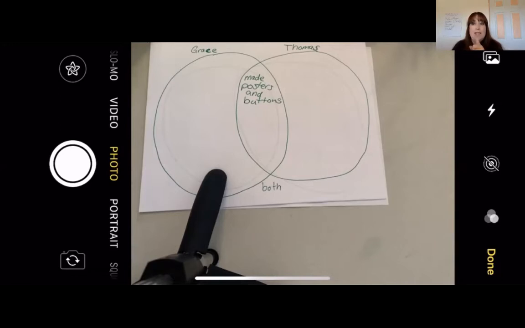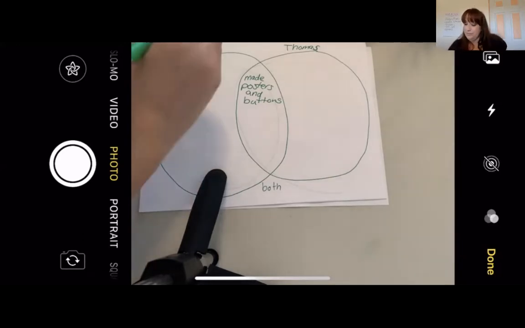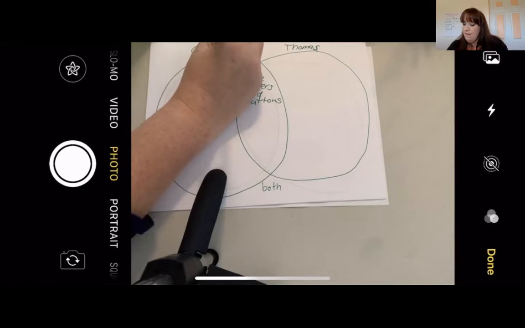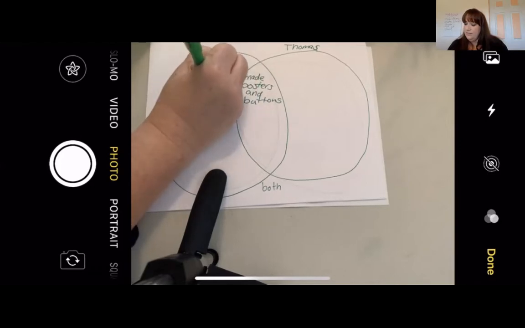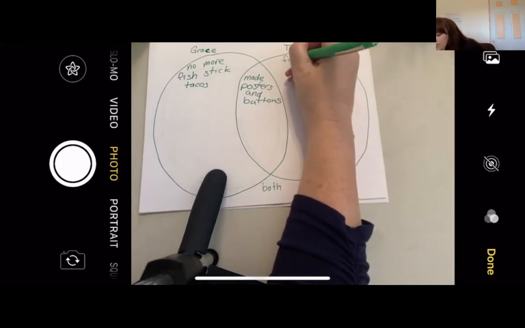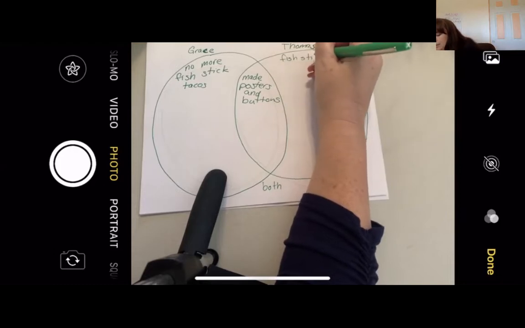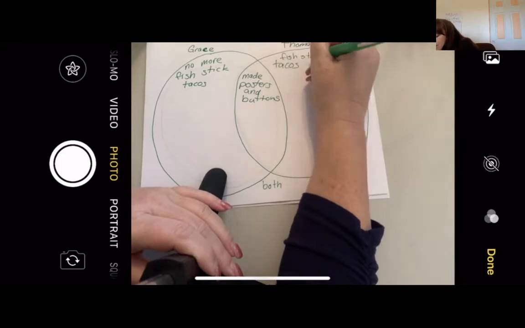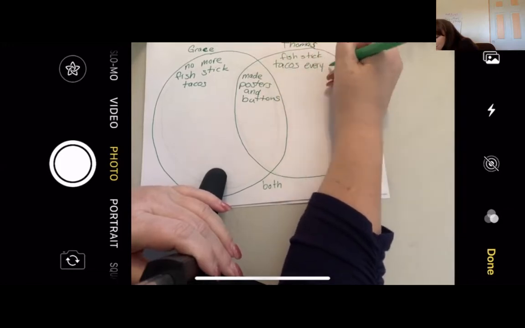Remember, we talked in the story where I said they both have different points of view about this. Excellent, good job. She says, no more fish stick tacos. And what does Thomas say? Fish stick tacos every week.